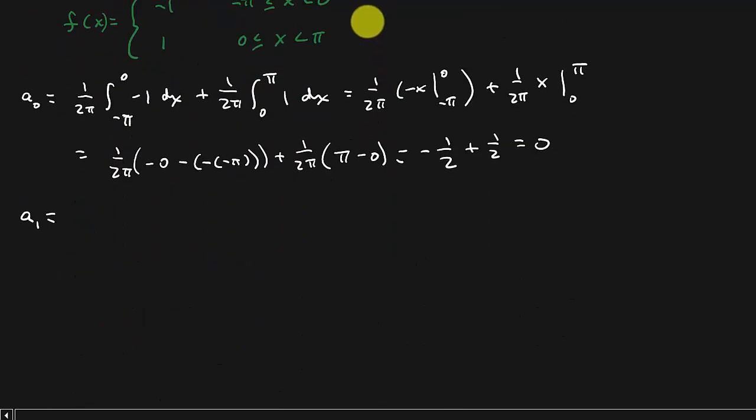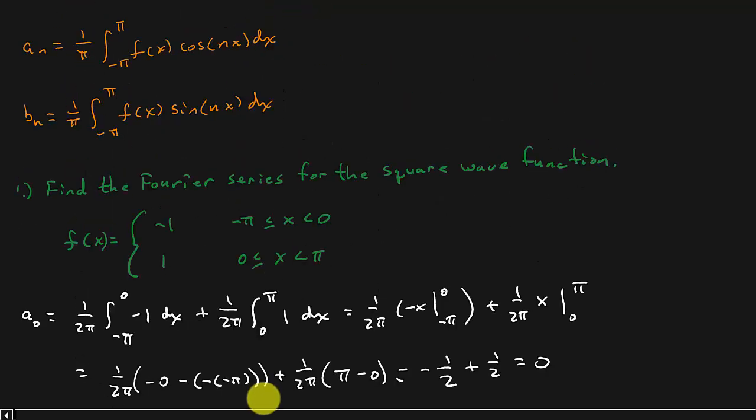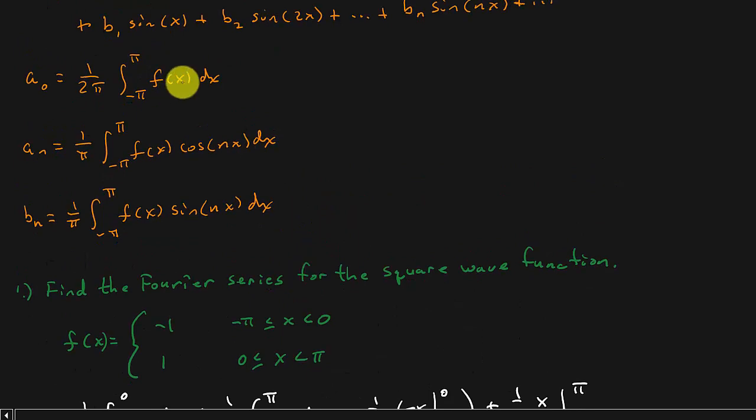All right, and so that's going to be 1 over pi times the integral from negative pi to 0. Okay, so we've got to split it up again, and it's the function. So from negative pi to 0, it's negative 1. So that's going to be negative 1 times cosine x, because n is 1.